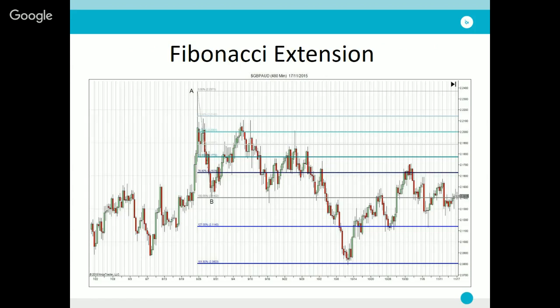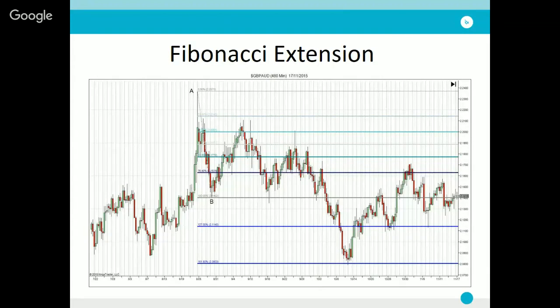Well, we can actually target extension levels of this move. So knowing that price has a tendency to reverse at these key levels, we can use these as key trade management levels, to either move our stops or take some risk off or take our full position off. So these can be really great levels to use as trade management levels, not just as entry points.